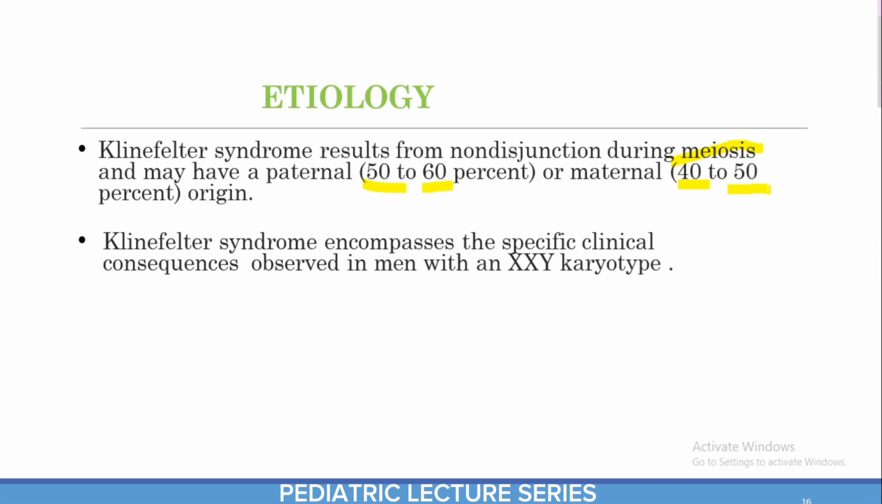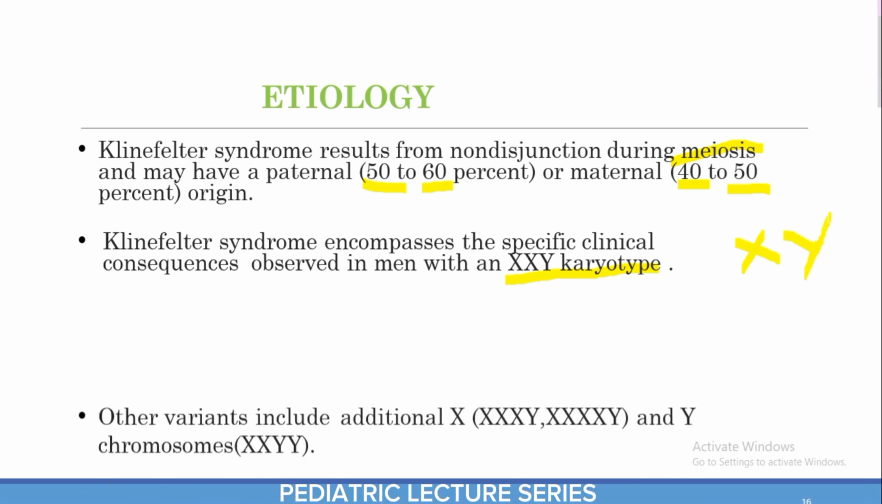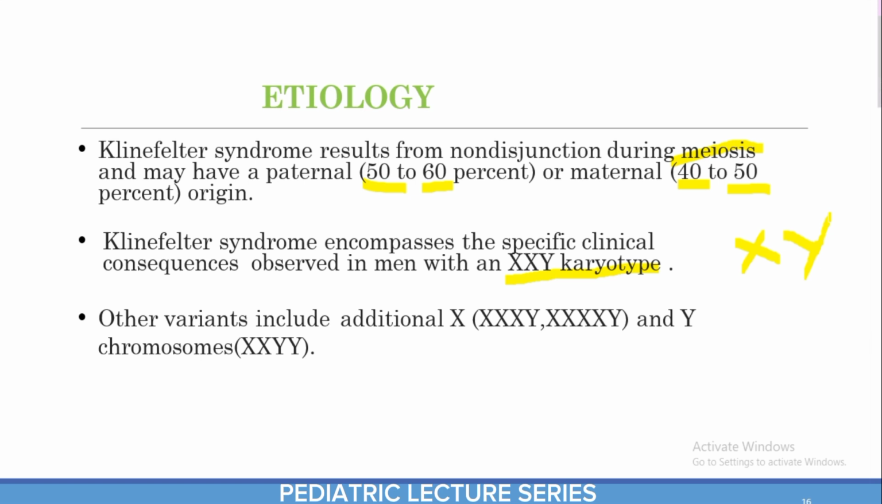In general, Klinefelter syndrome encompasses specific clinical consequences that are observed in men with this karyotype, XXY. Normally, you're supposed to have only X and Y. So any addition in this brings about a genetic abnormality. So other variants include having an additional X, or can have an additional Y chromosome.